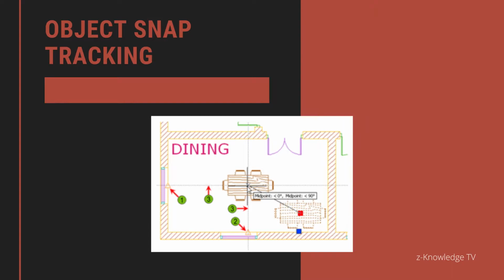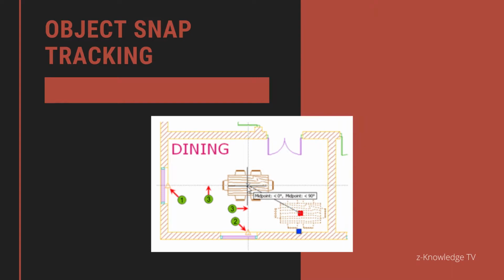So, triangular grips at the midpoints indicate that the points have been acquired. As the table is positioned near the imaginary intersection, the alignment paths, which is yung number 3, appear indicating the intersection. So, the dynamic input interface displays the current position as 0 degrees from the left midpoint and 90 degrees from the lower midpoint. Kaya, kapag need mo malaman ang center ng non-circular object such as a rectangle or a polygon, use object snap tracking to locate this center point.